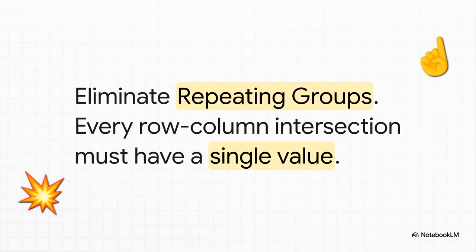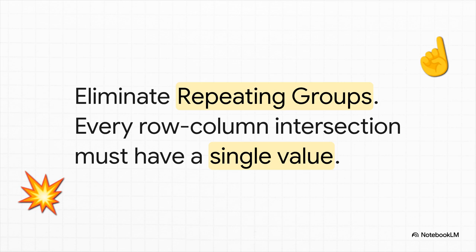Okay, rule number one. This is the big one, the most fundamental. It's called first normal form, or 1NF for short. And it's super simple. You cannot have repeating groups of data. Every single cell in your table has to contain one and only one piece of information.